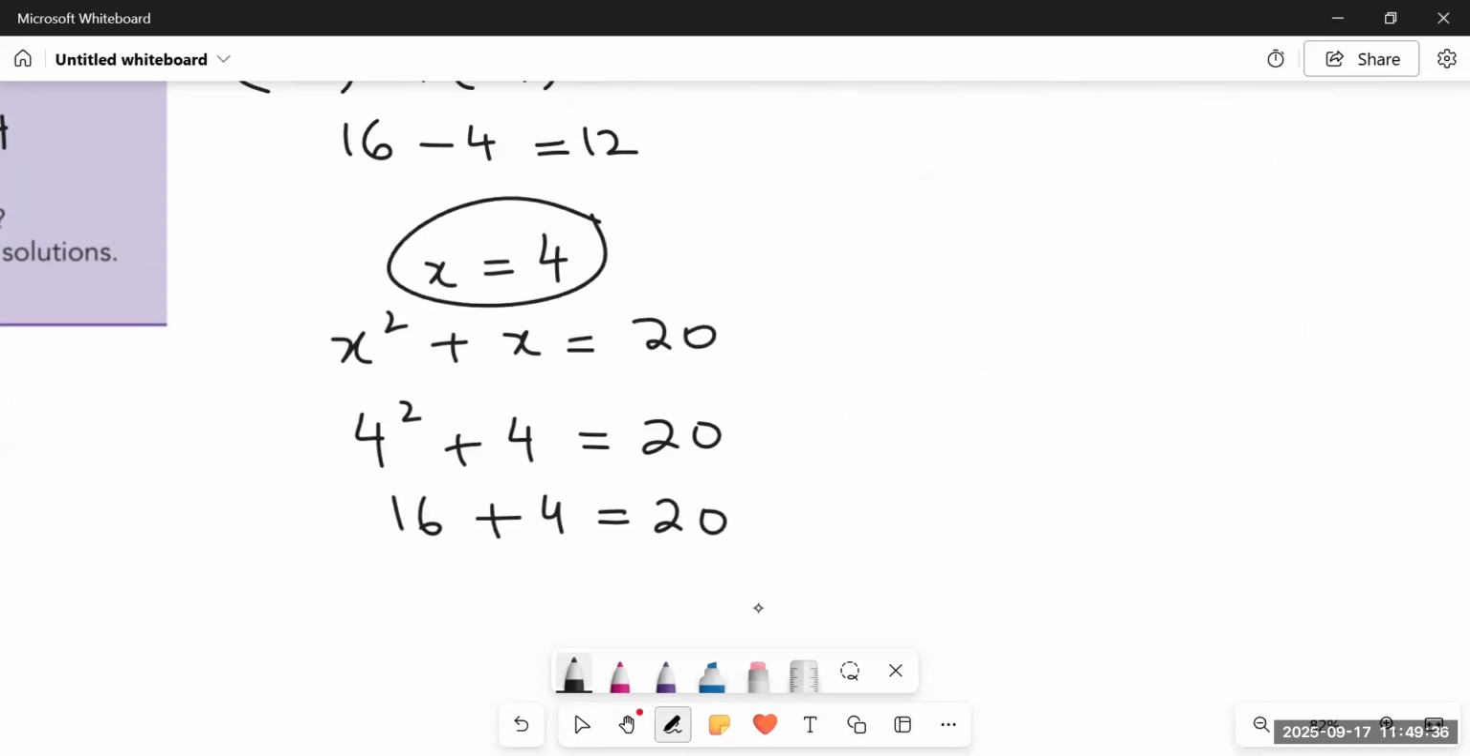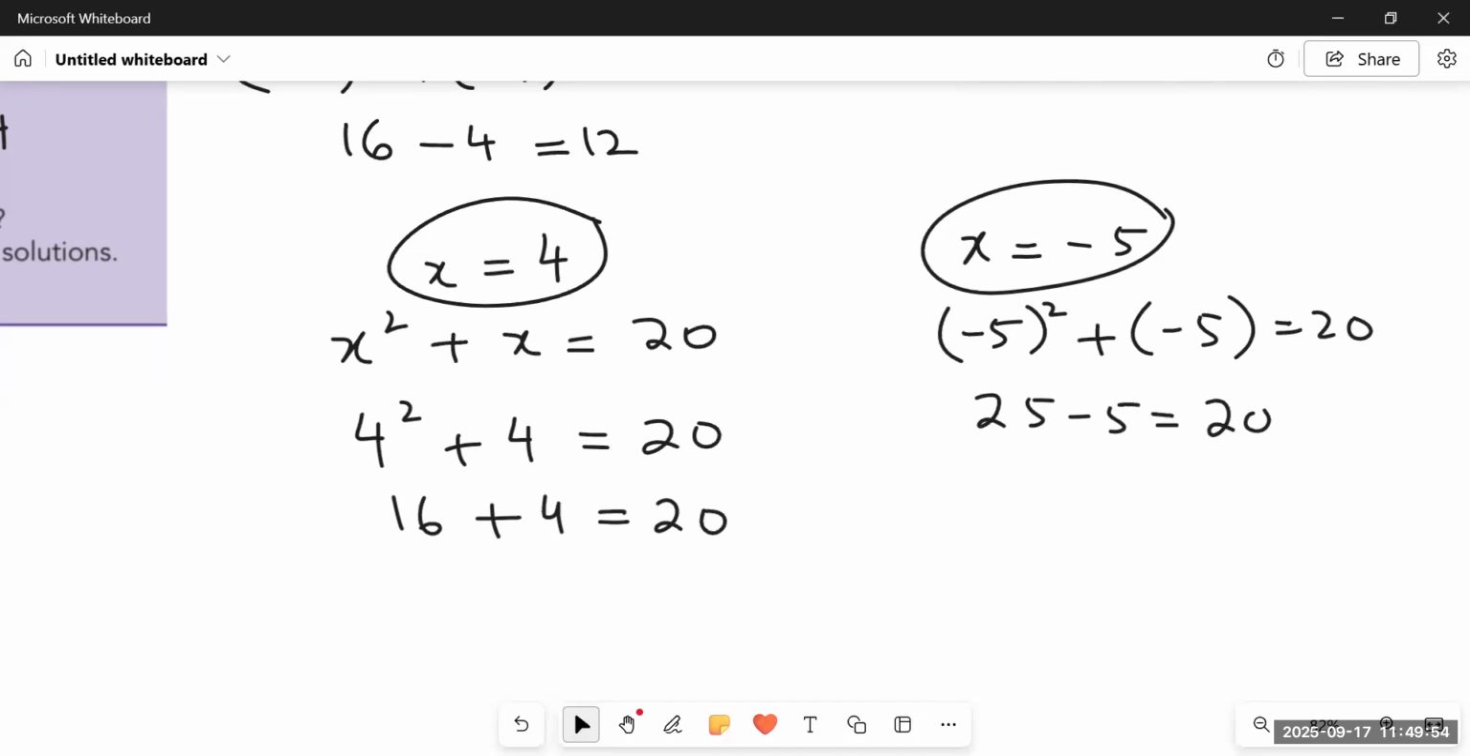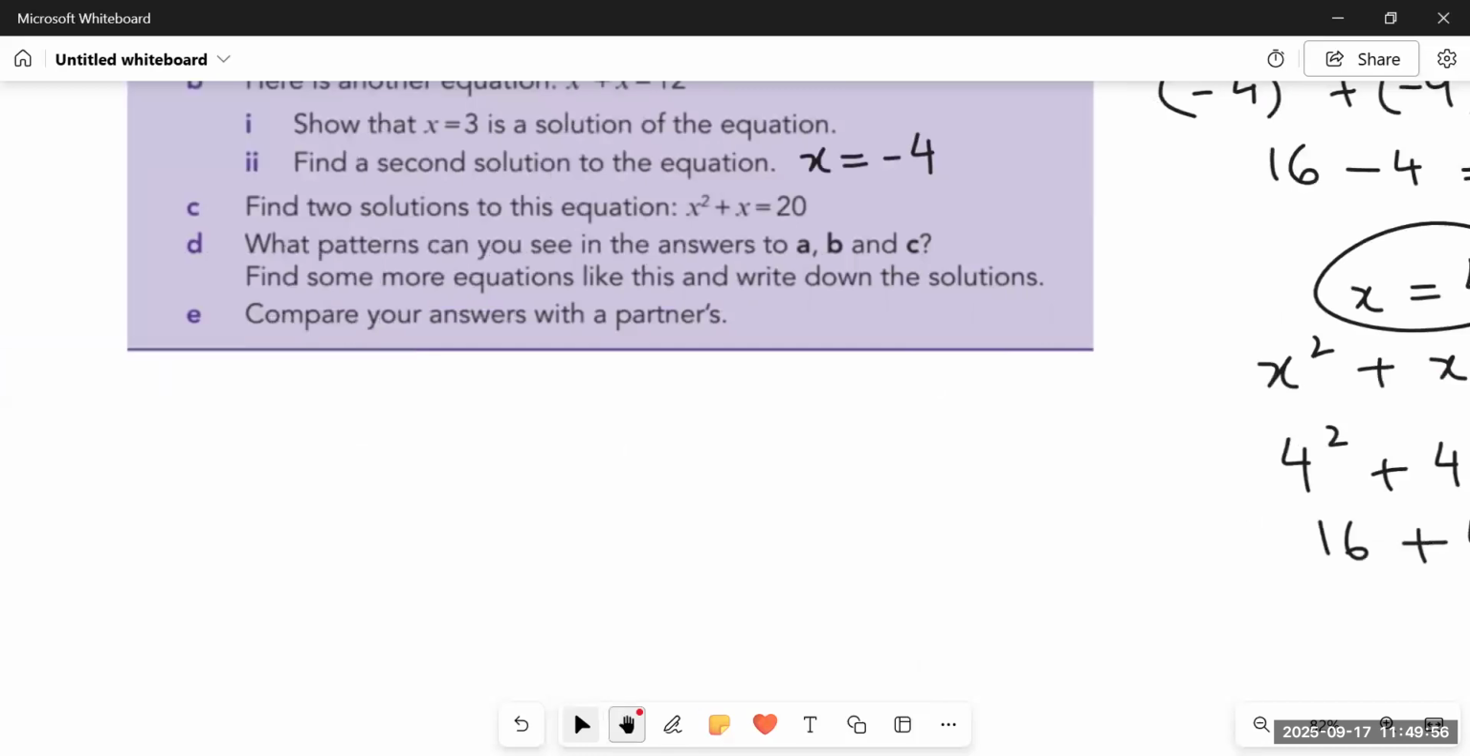So the second solution for this would be x equals, very good, it's minus 5. The next number but negative. So it would be minus 5 to the whole square plus minus 5 is equal to 20. That is 25 minus 5 is equal to 20. Wow. Very good question.